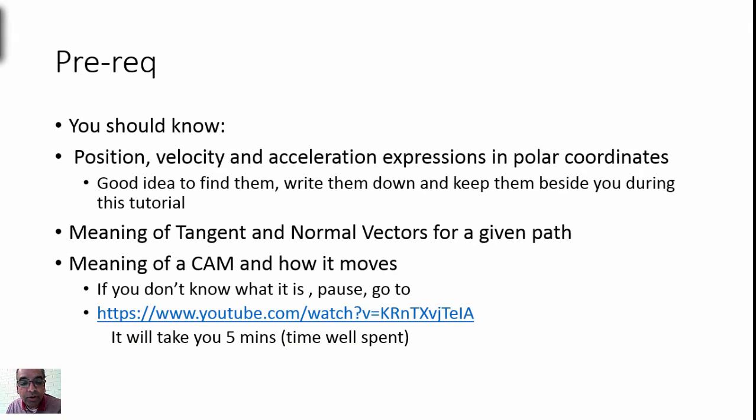Okay, before you start, what you should know is how to find position, velocity and acceleration vectors in polar coordinates. If you don't have the expressions handy, go pause this video, get a piece of paper, and write down the position, velocity, acceleration vectors in polar coordinates because we will use them. Also, you should know the meaning of tangent and normal vectors for a given path. Tangent is along the path, normal is in the plane of motion pointing inwards. So those two things are very important.